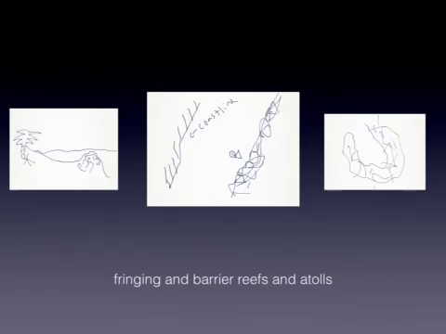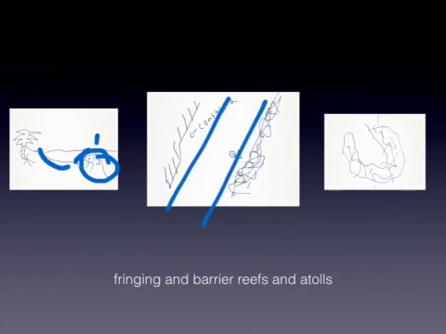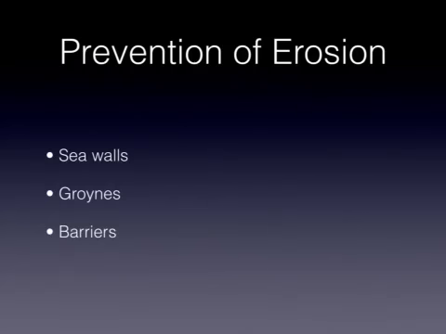A fringing reef is all the way on the left, and it's where there's a beach, and then it goes deep into the water and then comes back up. As you can see right here, it goes down, then comes back up, and this is the reef. A barrier reef is basically a reef parallel to the coastline, and an atoll reef is a reef that's in a circle.